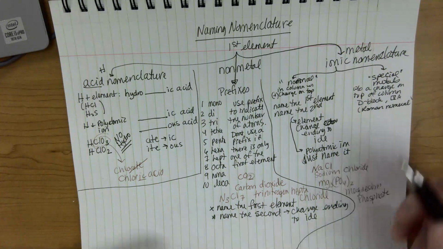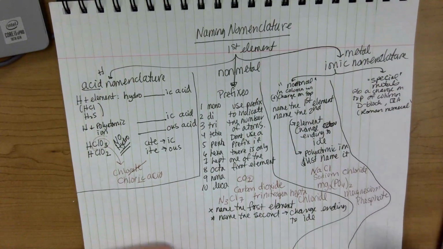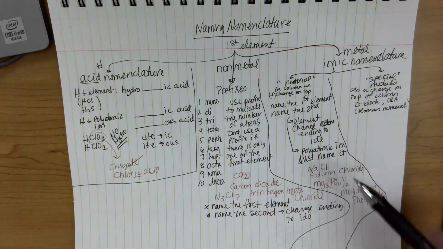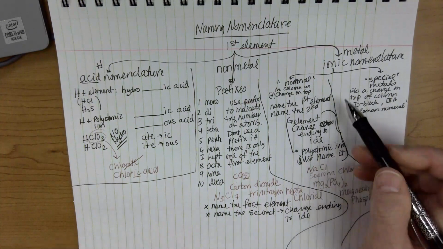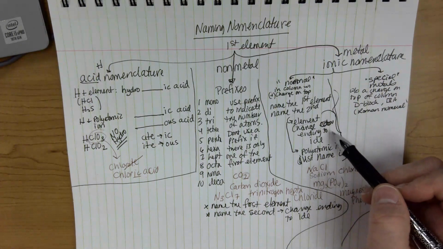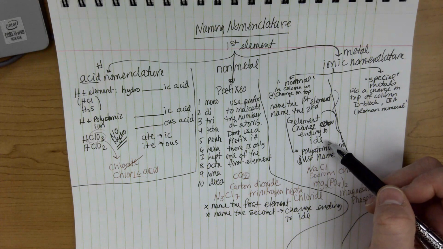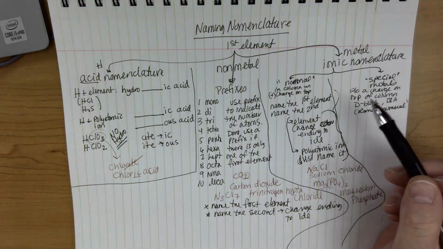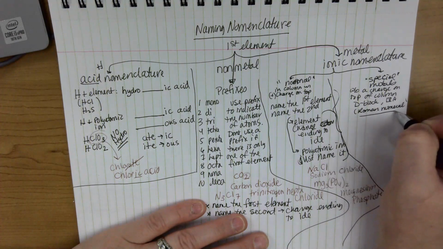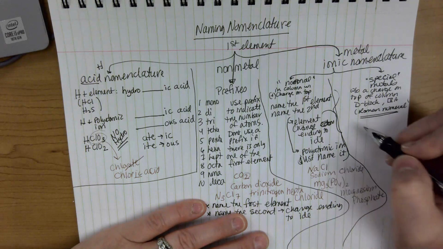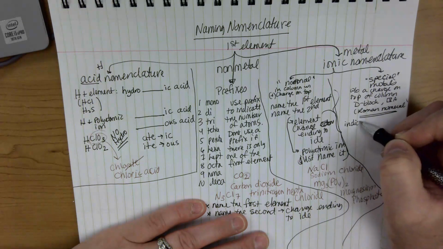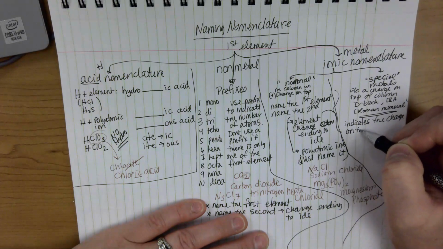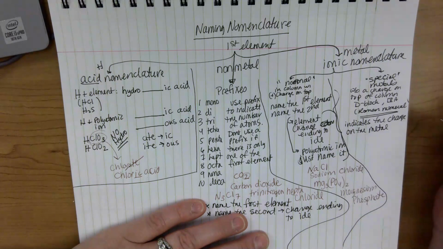All right, what about this weird Roman numeral thing? Well, we still follow this: name the first thing, name the second thing. If it's an element, change the ending to IDE. If it is a polyatomic ion, just name it. But we have to include the Roman numeral. So the Roman numeral indicates the charge on the metal. The metal's that first element.